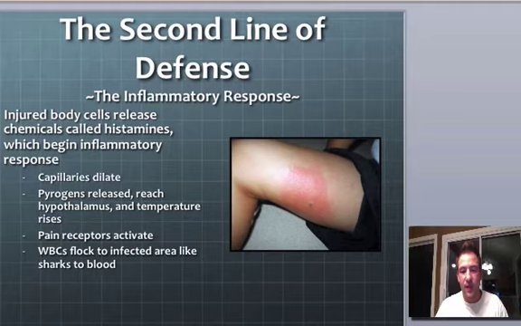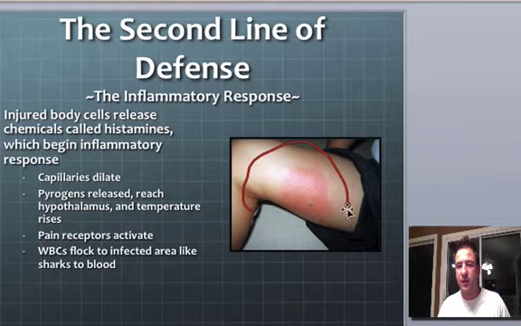If you notice in this picture, right over here, we have the inflammatory response. White blood cells are flocking to that area. We're going to get heat, it's going to get warm, and then we're going to get swelling as well in that area.